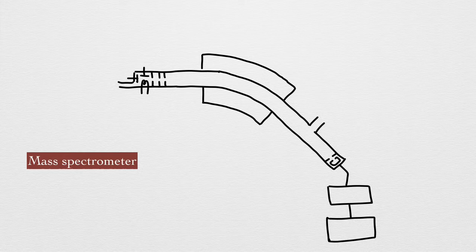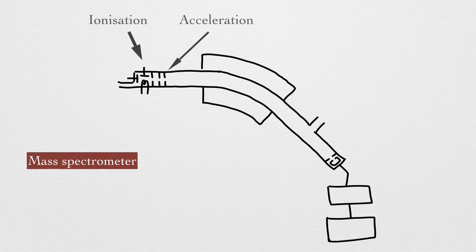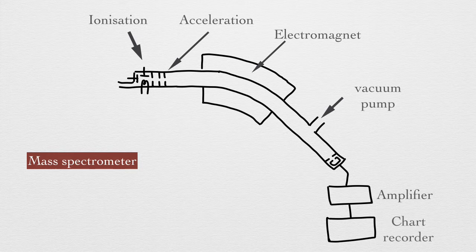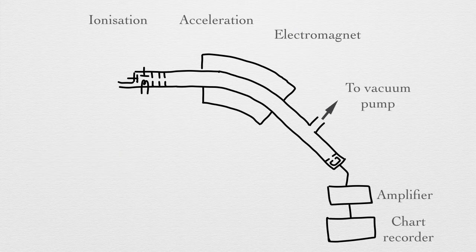The main parts in a mass spectrometer are the ionization chamber, acceleration chamber, electromagnetic chamber, vacuum pump, amplifier, and chart recorder. A gaseous sample is bombarded by a stream of high-energy electrons. Collisions between the electrons and the gaseous atoms or molecules produce positive ions by dislodging an electron from each atom or molecule. These positive ions are accelerated by two oppositely charged plates as they pass through the plates.